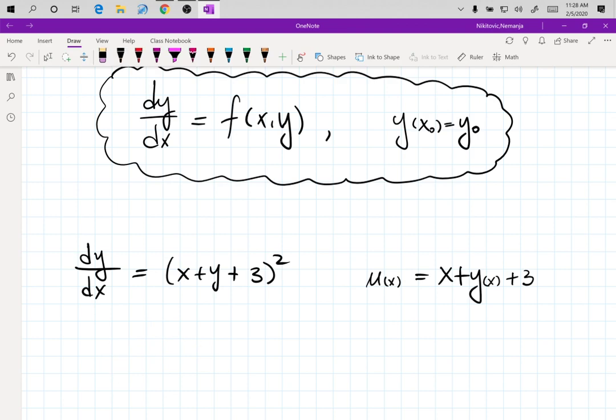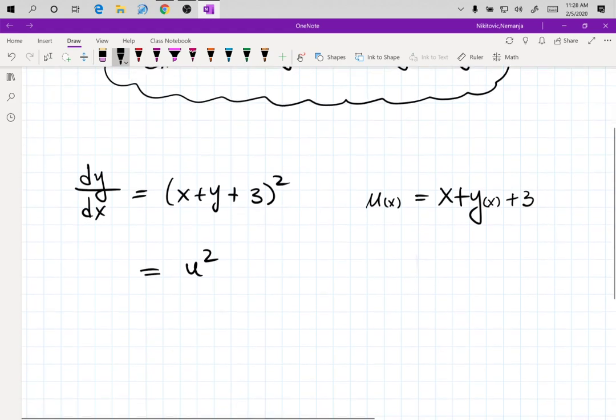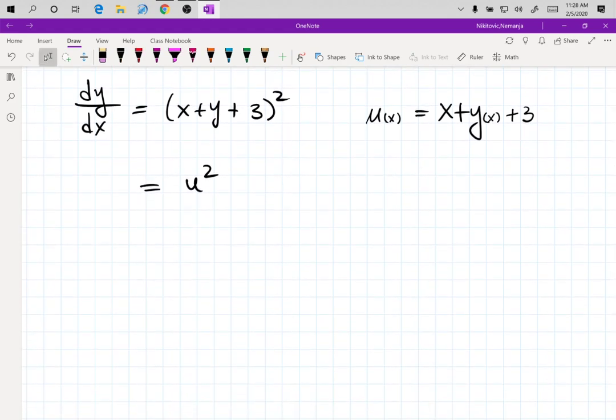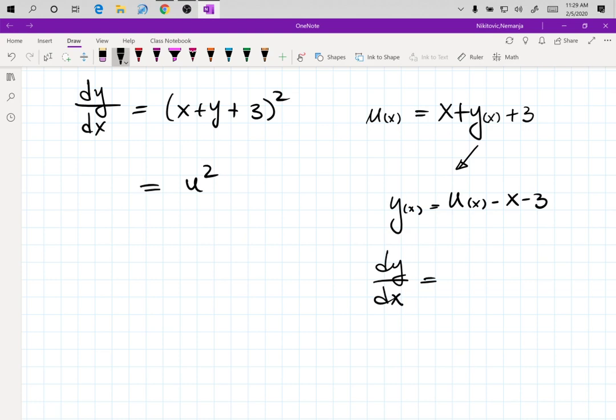So I have u squared on the right-hand side, but the left side is the derivative of y, and y is a function. If you now express y from this mess, you get u of x minus x minus 3. And now, to find dy/dx, you have du/dx minus 1. Did this make any sense? No. So over here, I have to put du/dx minus 1.